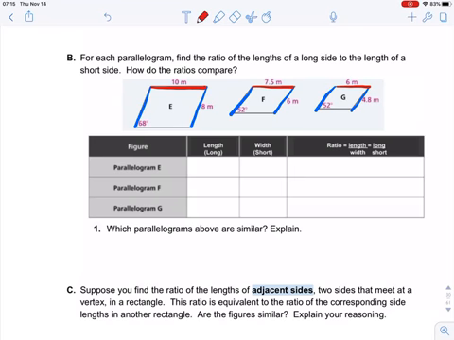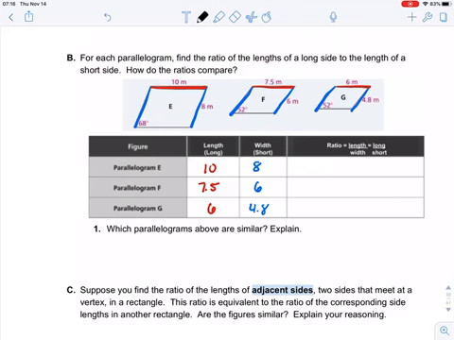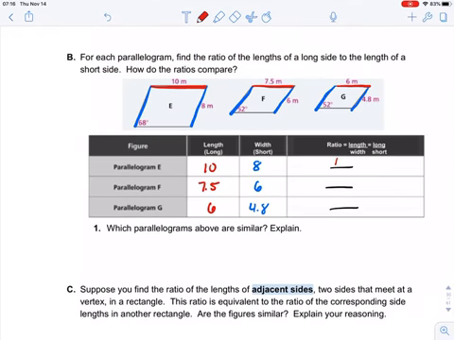All right, so if you've given it a try, parallelogram E, the long side is 10. This one is 7.5, and then G is 6. The width for each one of these is 4.8. Oops, I got that wrong. For figure E it's going to be 8, 6, and 4.8. And then our ratio for each one, let me put my fraction bar here: 10, 7.5, and 6, and on the bottom, 8, 6, and then 4.8.